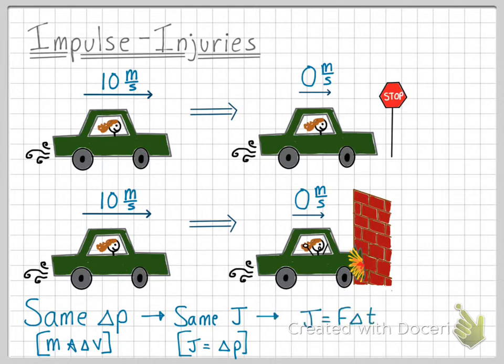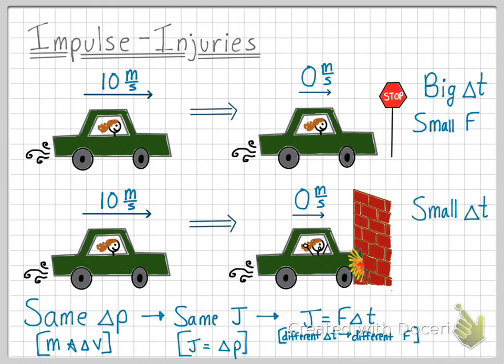We can also use this idea of impulse to then explain why you would rather be in the car that slowly comes to a stop. Both cars have the same exact impulse, but they had different stopping times, which means they have different forces applied to them. So the car above has a greater stopping time, which means it's going to have a smaller force exerted on the car to stop it. And the car below has a much smaller stopping time, which means that we'll need a greater force exerted on the car to stop it.